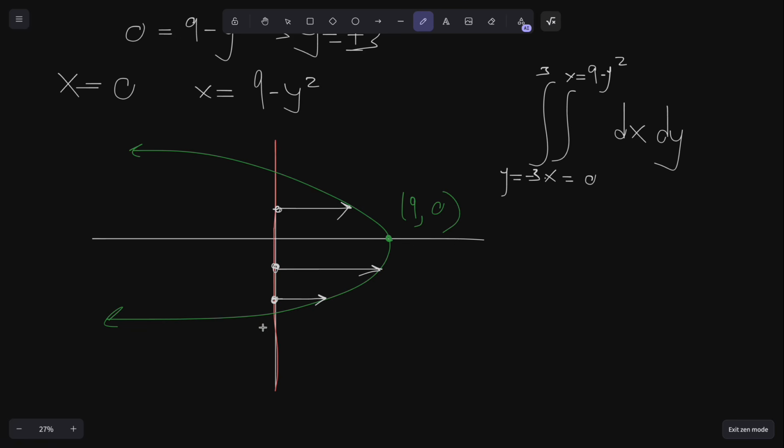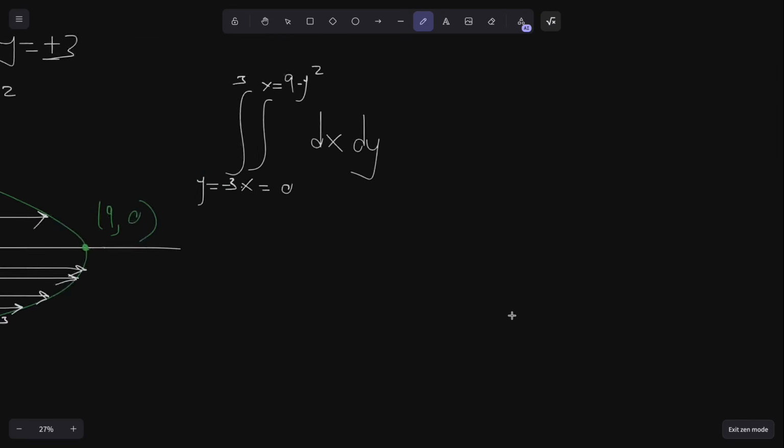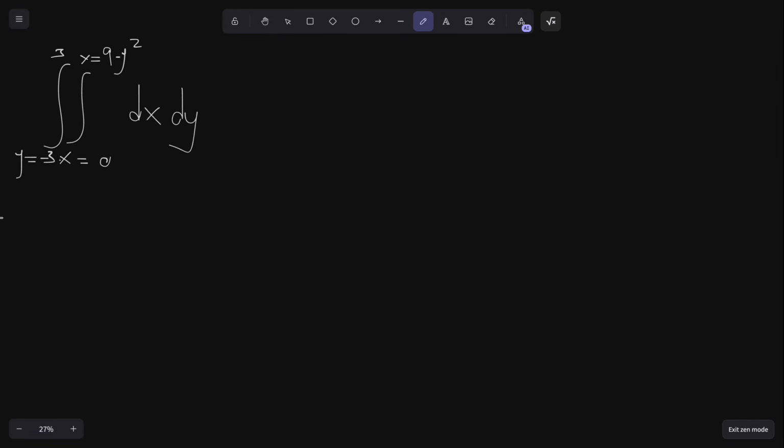Right? So what we're saying is from the y value minus 3 to the y value of 3, we're essentially going to sweep across in the x direction from x is equal to 0 to x is equal to 9 minus y squared. And that's how we get this area here. If we did it the opposite way, then this parabola would be both the top bound and the lower bound. That wouldn't be good. Now let's solve it.